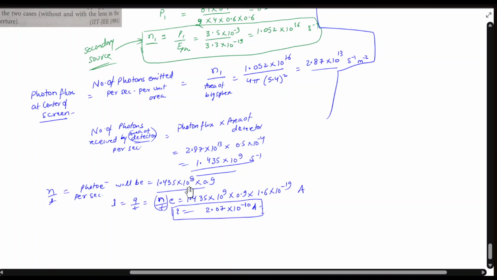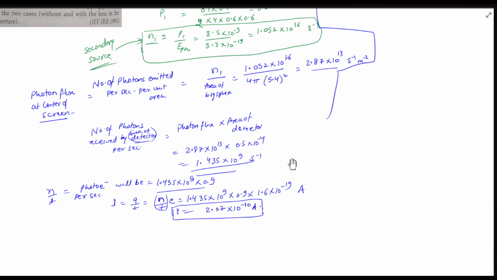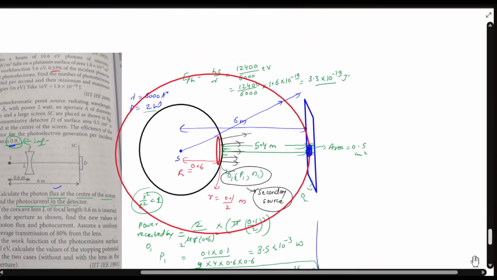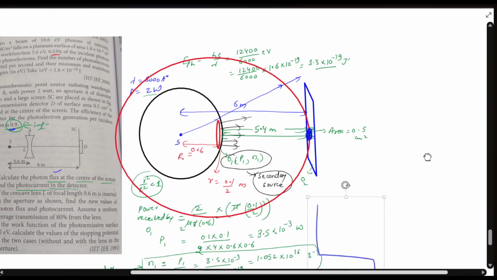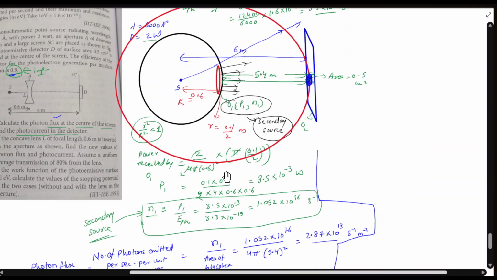So we multiply this by 0.9, and for the current, we have to multiply it by e, because each electron will have 1.6 into 10 to the power minus 19 charge. So this is the current we'll get. This question is quite complicated. It's not tough, but it is quite complicated. That makes it a hard question.